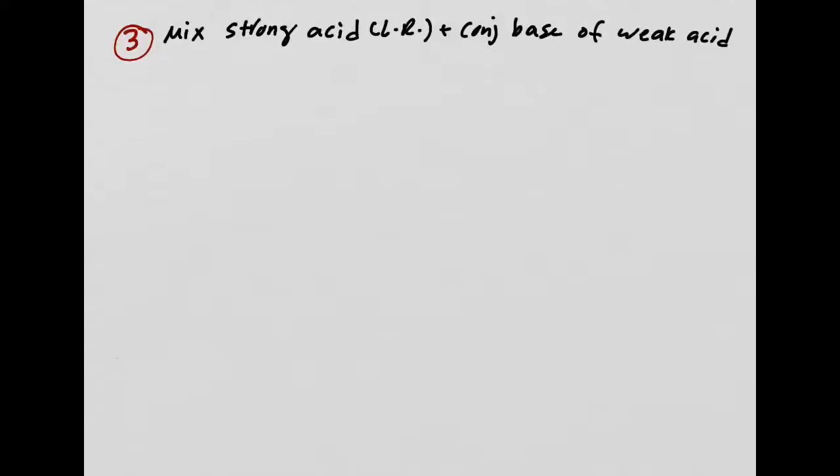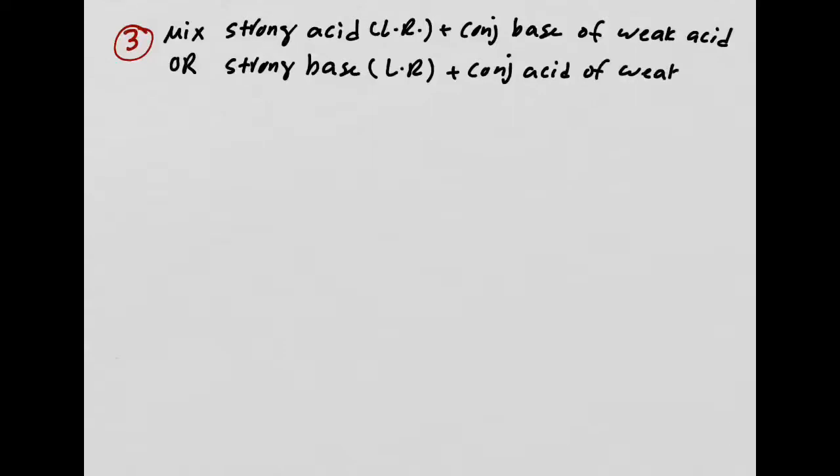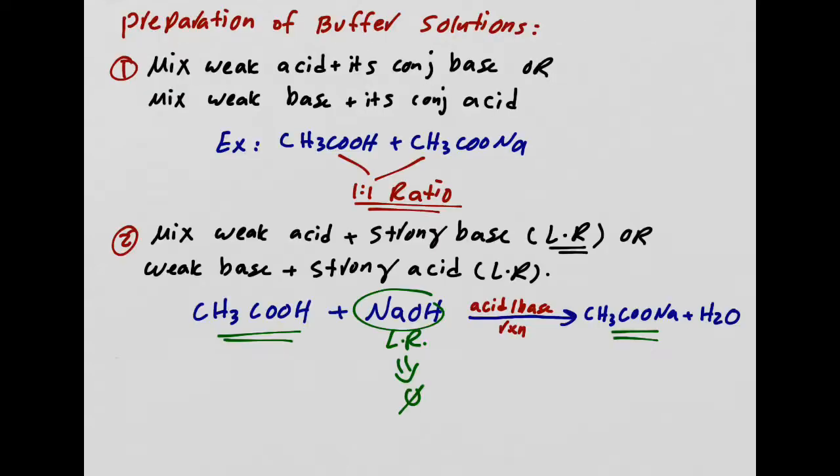Or what you could do, you could add a strong base, and the strong base could be the limiting reagent, and you would add it to the conjugate acid of a weak base. Okay? So in terms, this is like the opposite of one. You have the conjugate, but you don't have the weak acid or weak base. Okay, so now we couldn't buy the weak acid or base, but what we have in lab, we have the conjugate. So let's do an example, just like the one we did.